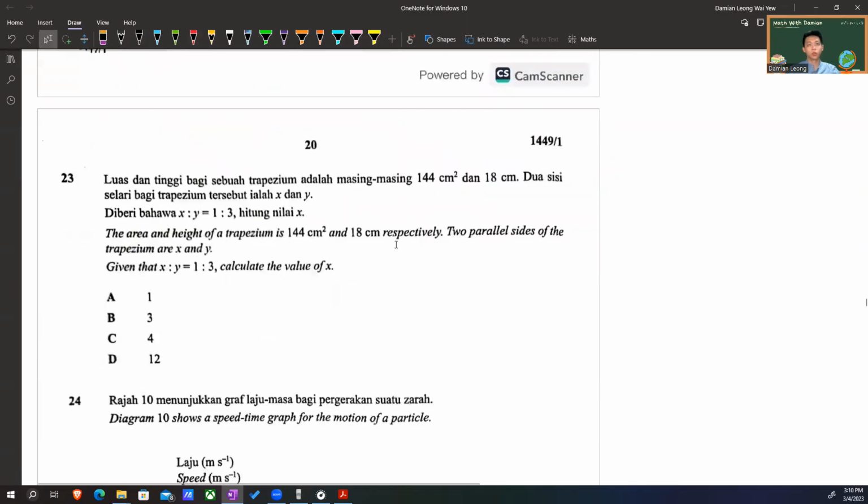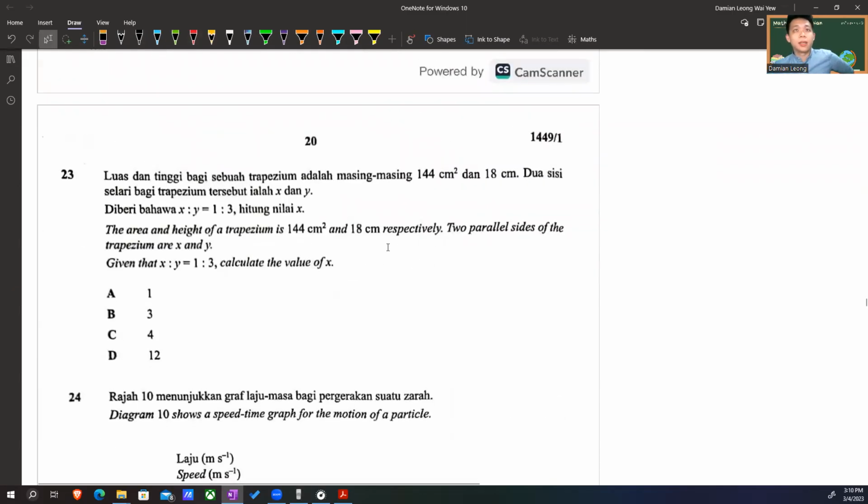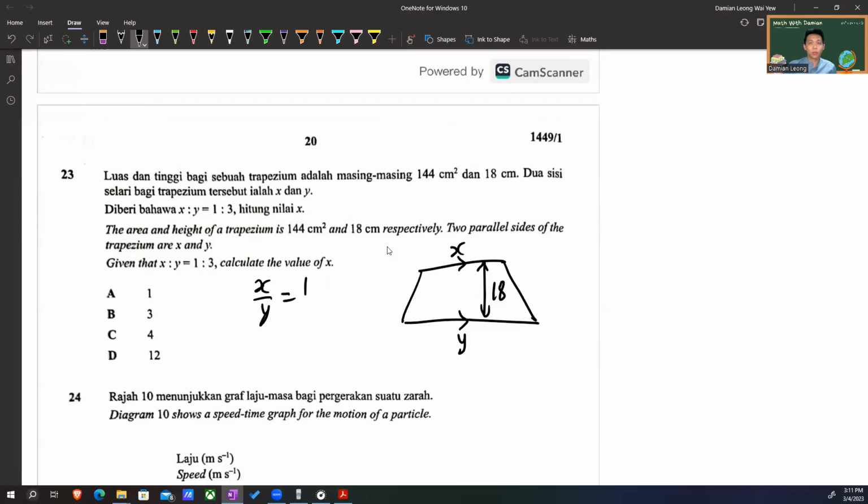Question 23. Area and height of a trapezium is 144 cm square and 18 cm respectively. So let's sketch out a trapezium. Height is 18. The area is 144 cm square. Two parallel sides x and y. Okay, ratio is 1 to 3, means x over y will be 1 over 3, means 3x equals y.